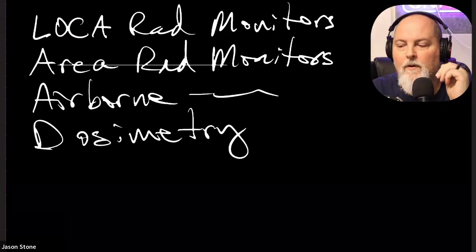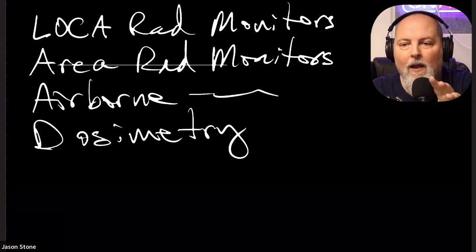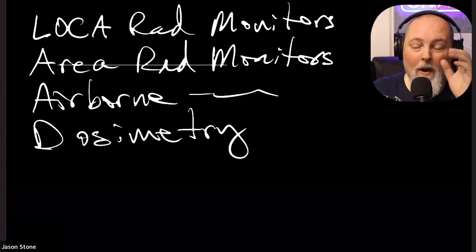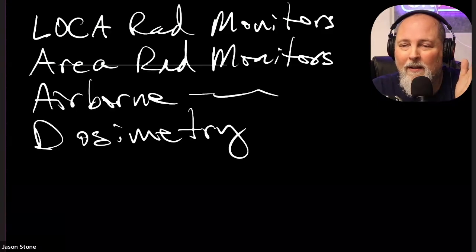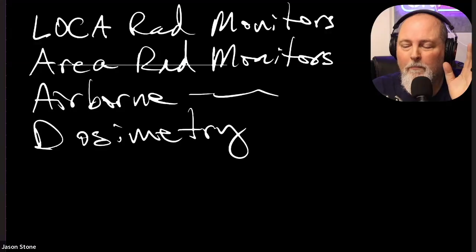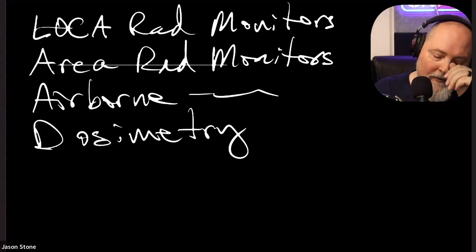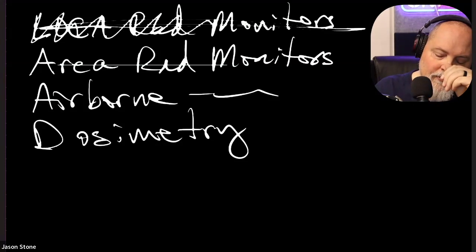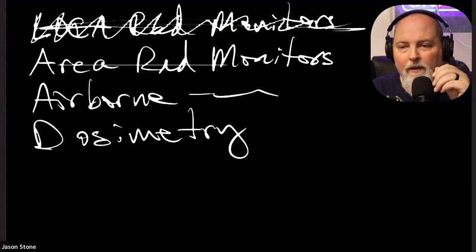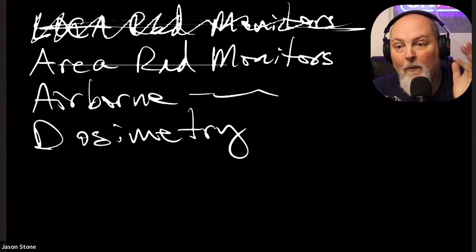The LOCA rad monitors are looking for a significant rise in radiation. Right up against containment at power, we might see at most 1 rem per hour background levels in the really hottest spots. But if we have an accident, that could go up to like 70 rem per hour. So we want to detect those fission products in containment, and that's with a cladding failure. If cladding releases fission products, then those will go off.